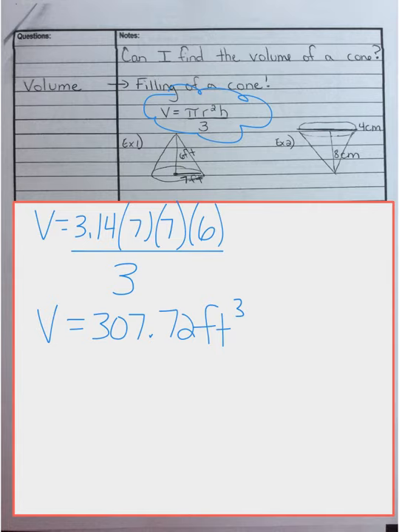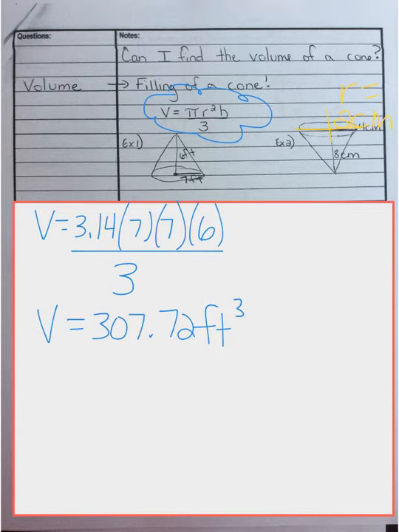So let's take a look at example 2. And what you're going to notice here with example 2 is that we do not have a radius. We have the diameter, the entire length there. So 4 centimeters is my diameter. I don't want the diameter for my formula. So I need to cut that in half, and half of 4 would be 2 centimeters. So that is my radius for this problem.